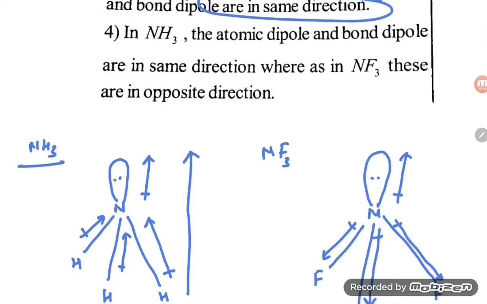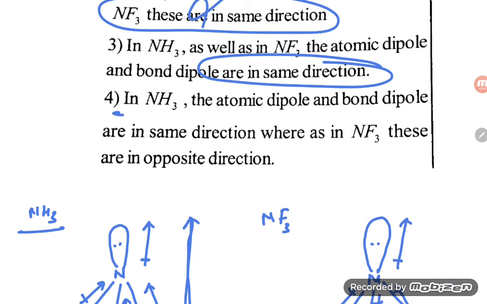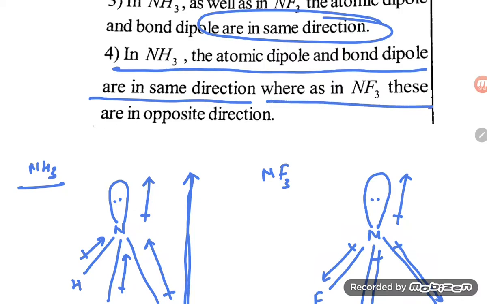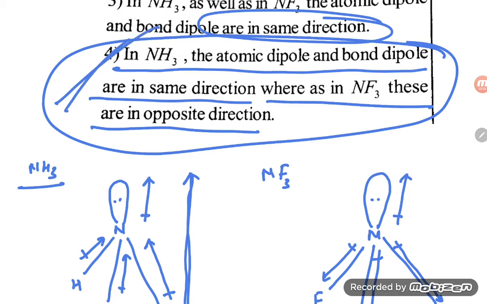In NH3 as well as NF3, atomic dipole and bond dipole are in the same direction. No students, this is not the same. Here you see it is the same direction, but here it is the opposite direction. Last one: in NH3 atomic dipole and bond dipole are in the same direction. Yeah, correct. Atomic dipole and bond dipoles are all in the same direction, whereas in NF3 they are in the opposite direction. Yeah, that is the correct one. So option number 4 is the correct option, students.